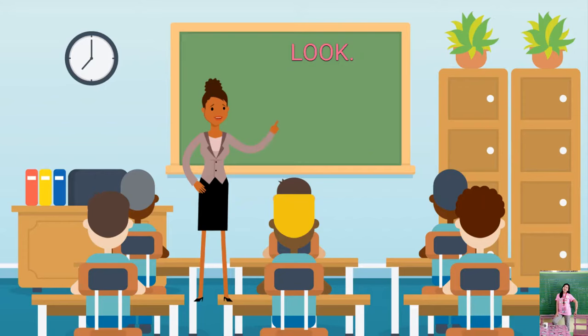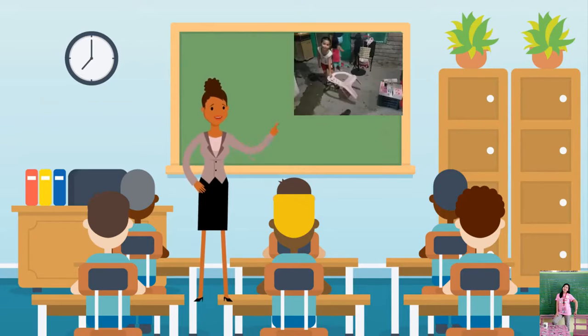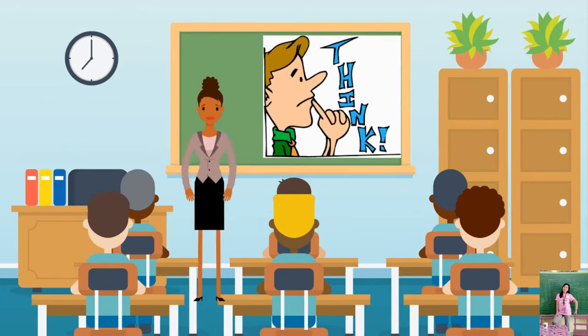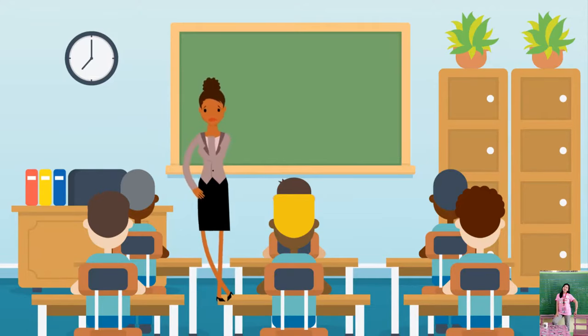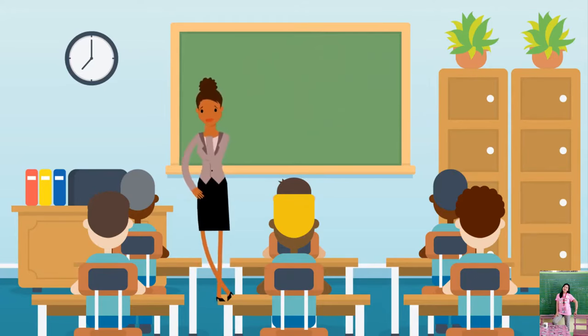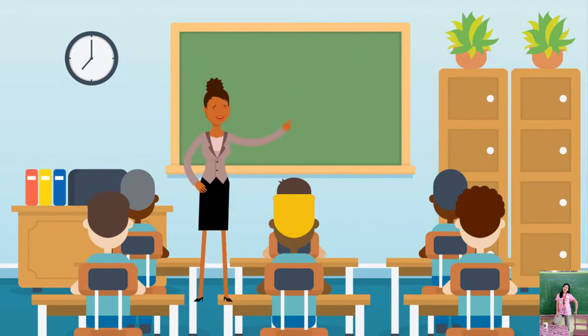Now, look at this chair. As you see, the girl is pushing it to the right direction, while the boy is pulling the other chair in front of him. Do you think the chairs will move into their place if neither of the two children had moved them? No. Why? Because there is no amount of force that has been exerted to move them, right?